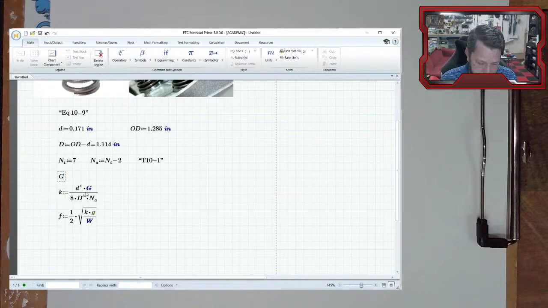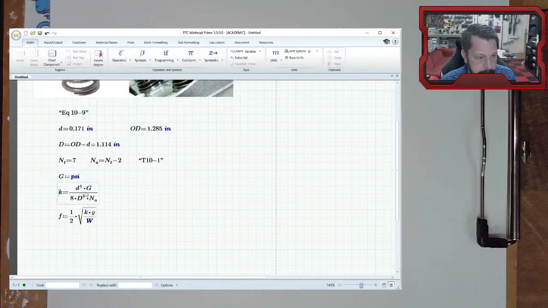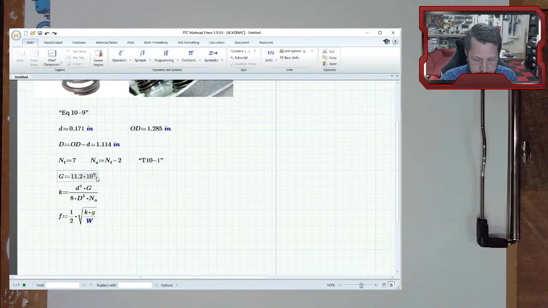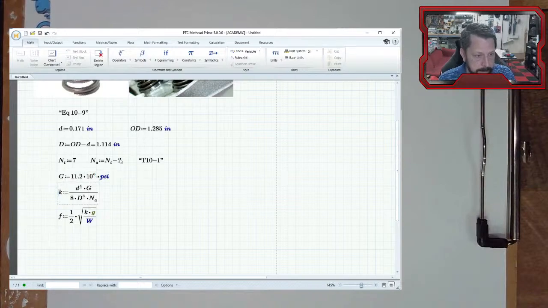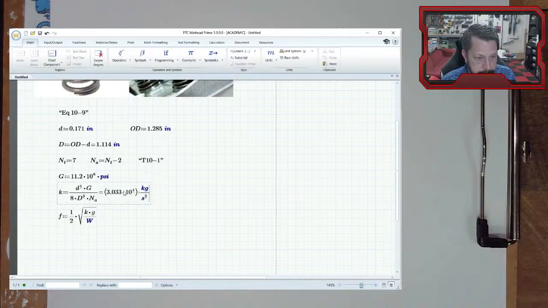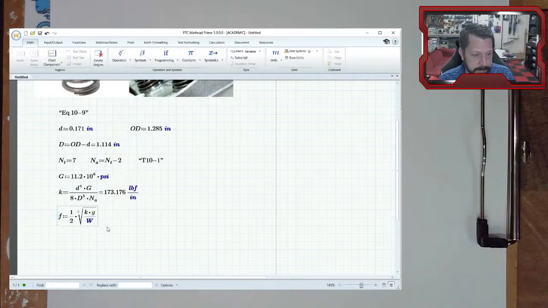Let's see, make sure I'm active over here. 11.2 times 10 to the 6th. Wow, having a bad day typing. 11.2 times 10 to the 6th PSI. Oh, really bad day typing. There we go. Let's see what our spring rate is. But let's have it in pounds per inch. 173 pounds per inch.